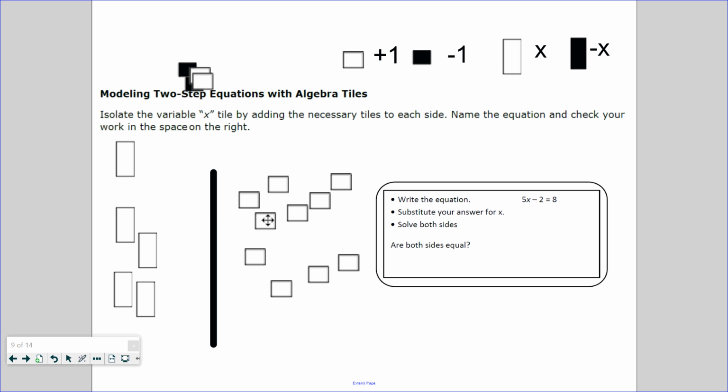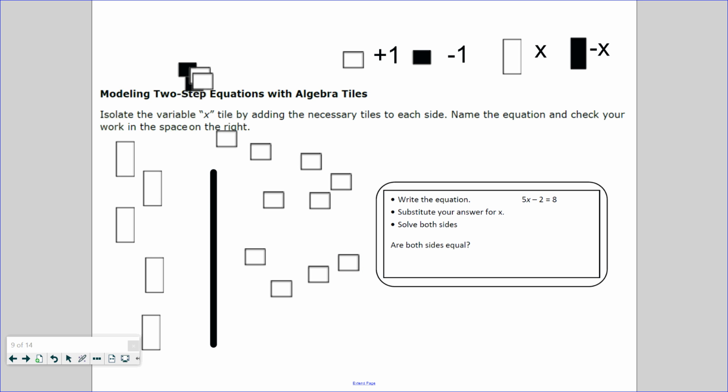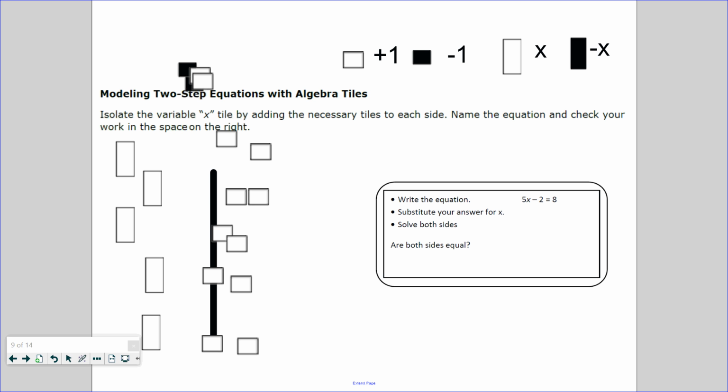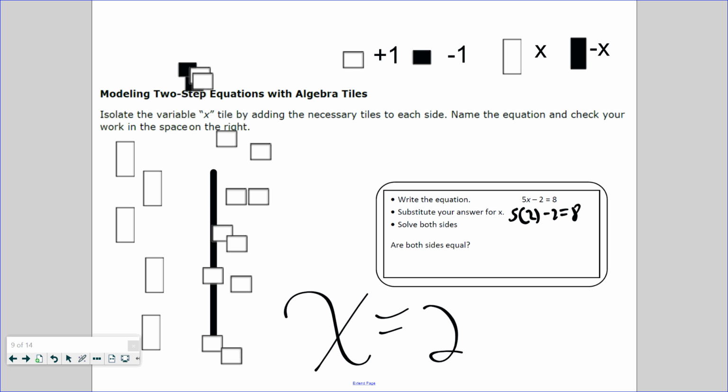So I have a lot of positives. How many positives do I have? 10. I need to divide these 10 positives into how many groups? 5 groups. So each x will take 2 positives. So x equals 2. Let's check our work. 5 times 2 is 10. 10 minus 2 equals 8. 8 equals 8. Check mark.